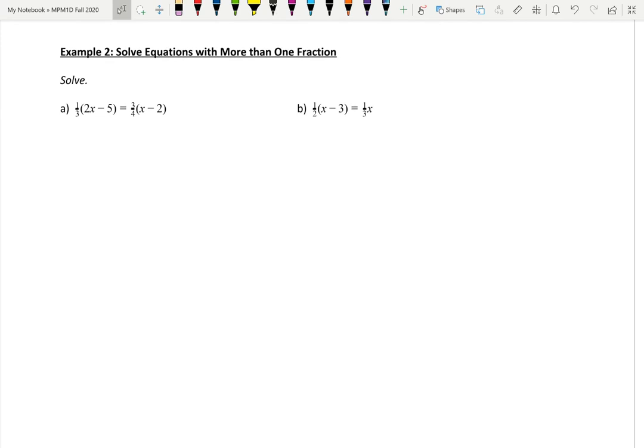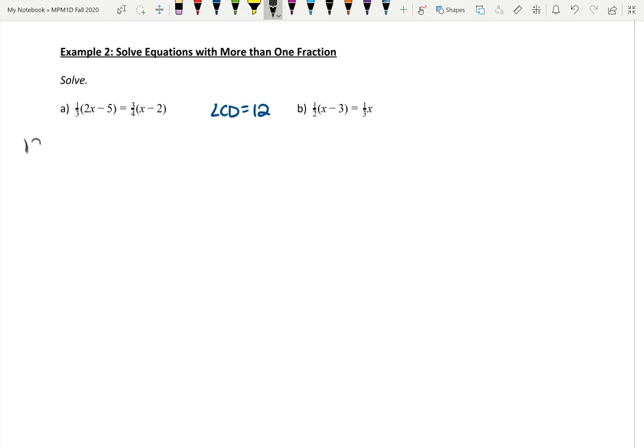What if your equation has more than one fraction and they have different denominators? Well, you have to find a lowest common denominator. So let's look at our denominators. We have 3 and 4 in the first question. So what is the lowest common multiple of 3 and 4? Well, 12. So my lowest common denominator for this question is 12. Okay. So I'm going to multiply both terms by 12 in order to cancel out my denominator.